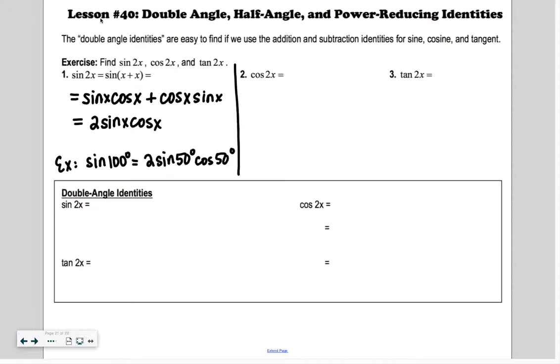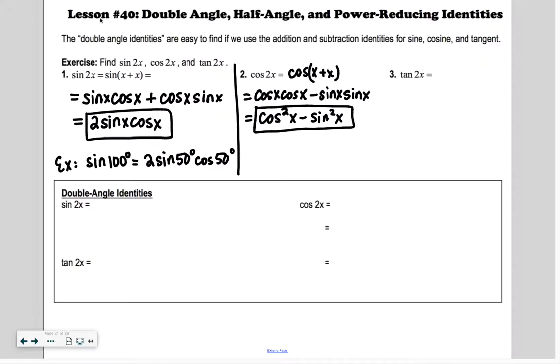If I have cosine of 2x, again we're going to think of it as cosine of x plus x, and we're going to use the sum and difference formulas for cosine. As you can see on the board, cosine of x plus y is cosine x cosine y minus sine x sine y. Same idea. So we're going to say cosine of x cosine of x minus sine of x sine of x. The simplest way to write this is cosine squared x minus sine squared x. It's almost like that Pythagorean identity, but there's a minus in between.